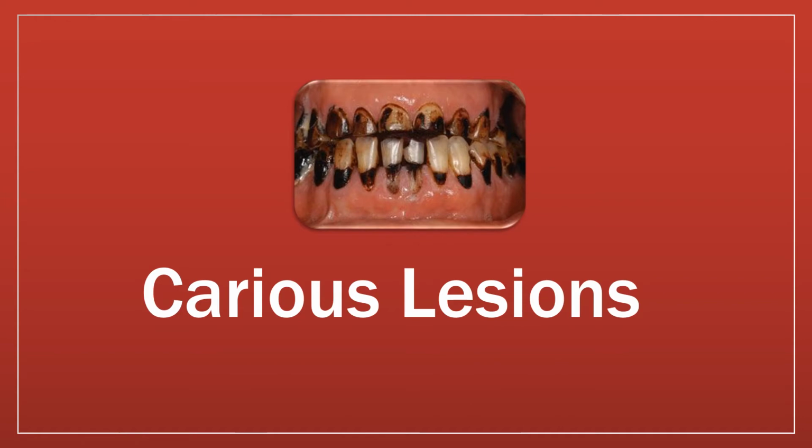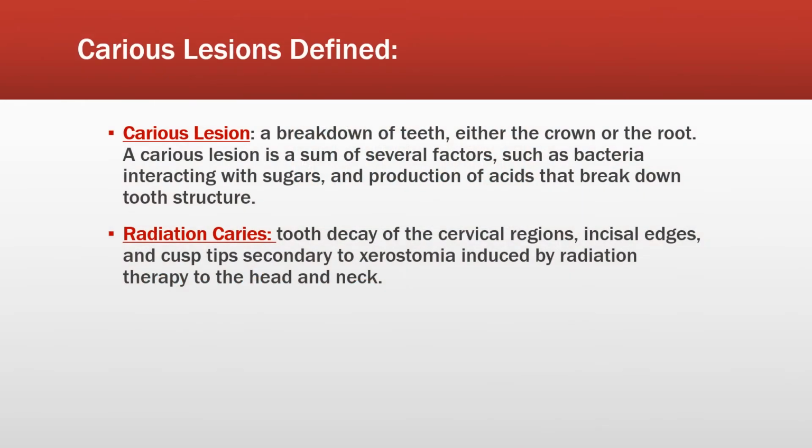The next topic we're moving on to is carious lesions. Carious lesions defined is a breakdown of teeth. It is either the crown or the root. A carious lesion is a sum of several factors, such as bacteria interacting with sugars and production of acids that break down tooth structure. Radiation caries is very specific, on the other hand, and is tooth decay at the cervical region, which is the region of your tooth that is near the gum line.